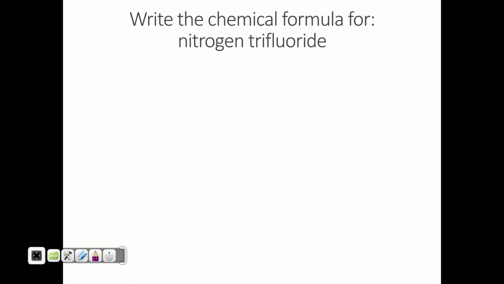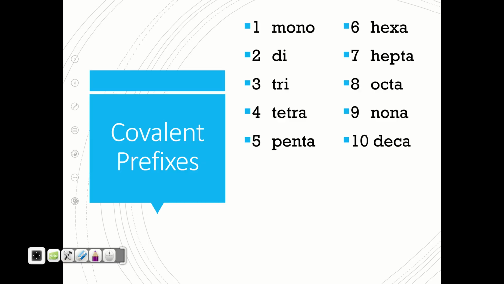What we basically do is we just add that to the element name. If there's no prefix, that means there's only one. So one thing I will point out, I'll go back to the prior page with that. Mono is only ever used on the second element.